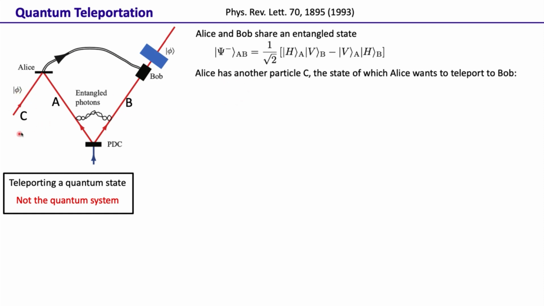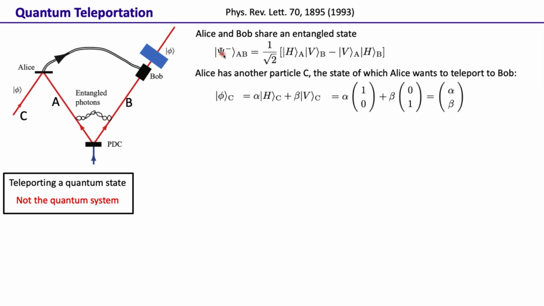Alice also has another particle C, and C wants to send this state phi to particle B. Now the state of particle C is alpha H plus beta V. Of course, Alice has no idea what the values of alpha and beta are, but without knowing the state itself, Alice just wants to teleport the state. So this phi C we can write as alpha (1,0) plus beta (0,1), and in column vector form we can just write it as (alpha, beta). So that's an unknown state that particle C has.